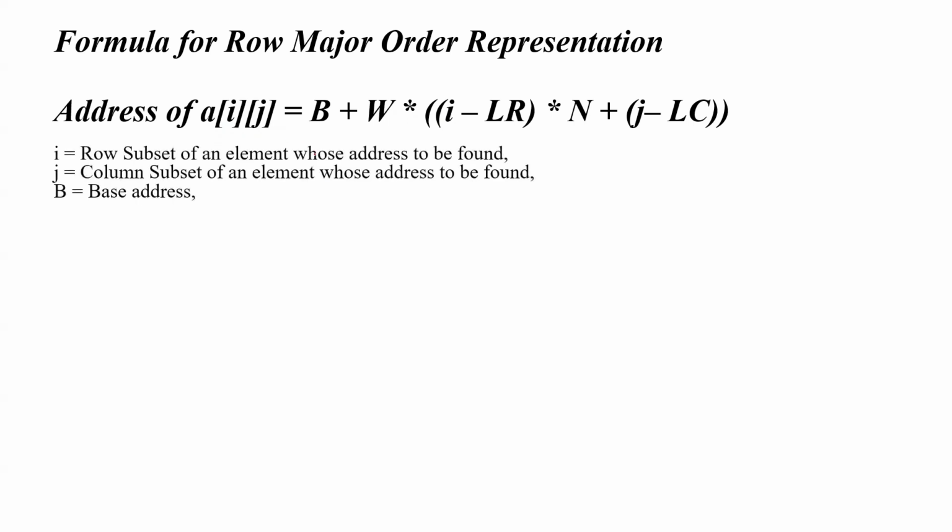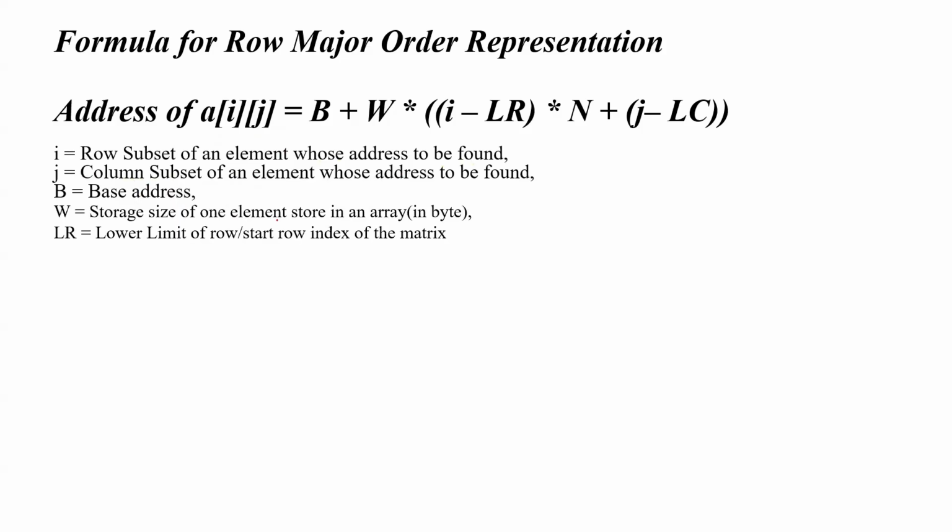Inside this, I is the row subscript of the element whose address is to be found. Similarly, j is the second index, meaning the column index. B is the same as it was in the one-dimensional array, that is the base address. W is the storage size. LR is the lower limit of the row, meaning the starting index. What is the starting index of the particular array?